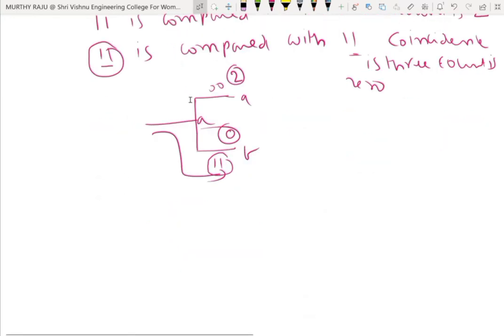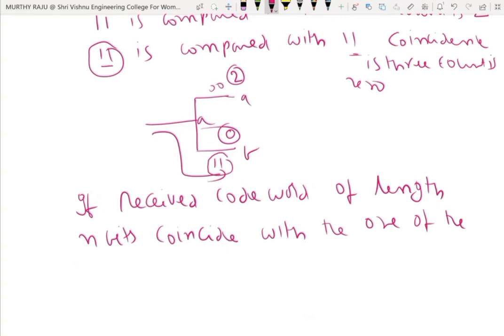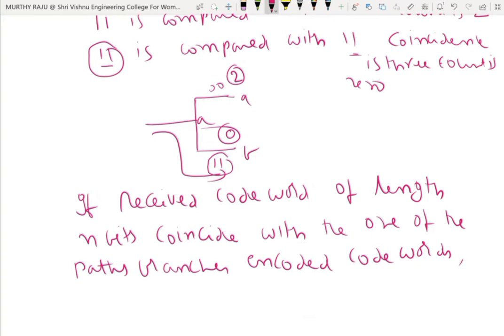Here, the important point is if the received code word of length n bits coincides with one of the path branches' encoded code words, therefore the decoder follows the path shown above.